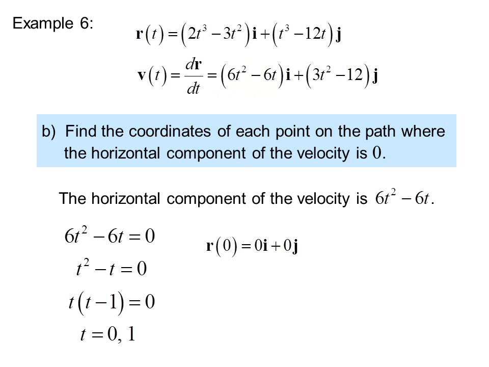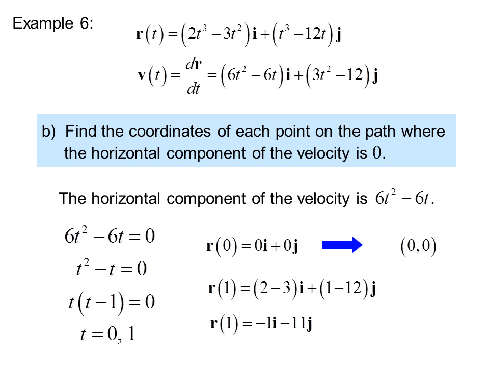So r of 0 is 0i plus 0j, or 0, 0, right at the origin. r of 1 is 2 minus 3 i plus 1 minus 12 j, or negative 1 i minus 11 j, or negative 1, negative 11.